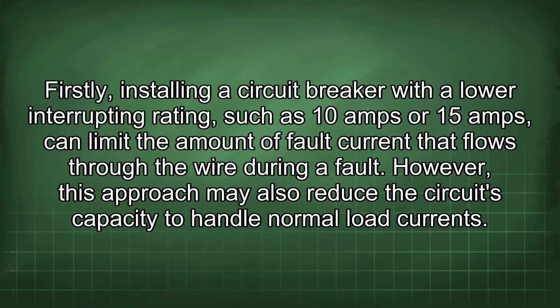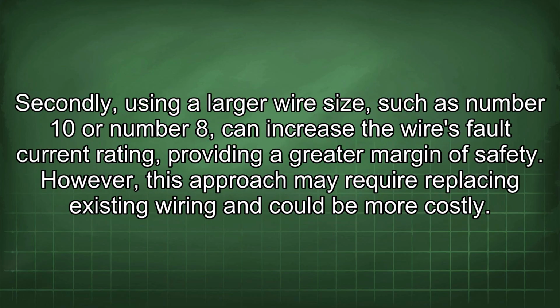Firstly, installing a circuit breaker with a lower interrupting rating, such as 10 amps or 15 amps, can limit the amount of fault current that flows through the wire during a fault. However, this approach may also reduce the circuit's capacity to handle normal load currents. Secondly, using a larger wire size, such as number 10 or number 8, can increase the wire's fault current rating, providing a greater margin of safety. However, this approach may require replacing existing wiring and could be more costly.